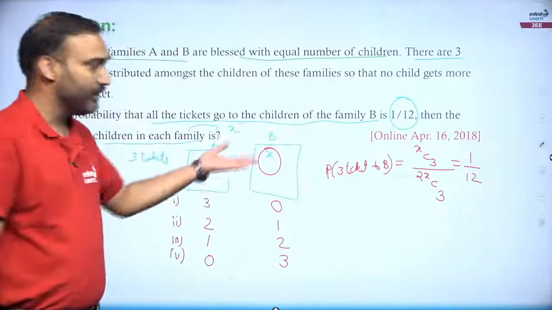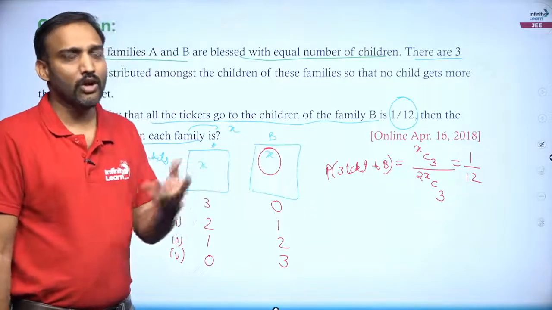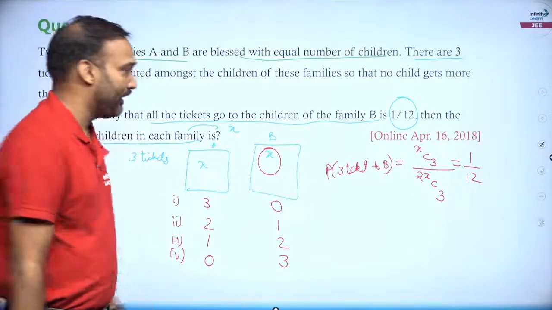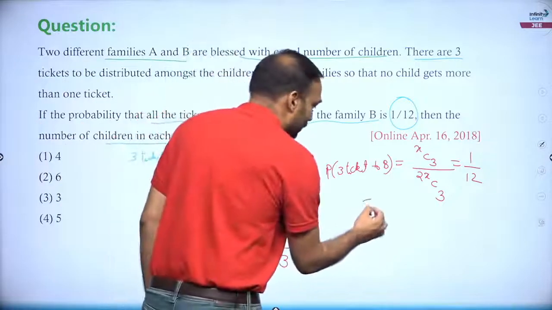Right? Now we have got the probability. Now it's just a matter of solving the equation to find out the values of x. So let us quickly solve this.